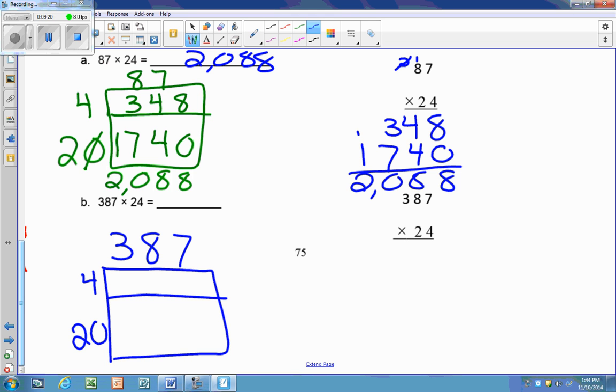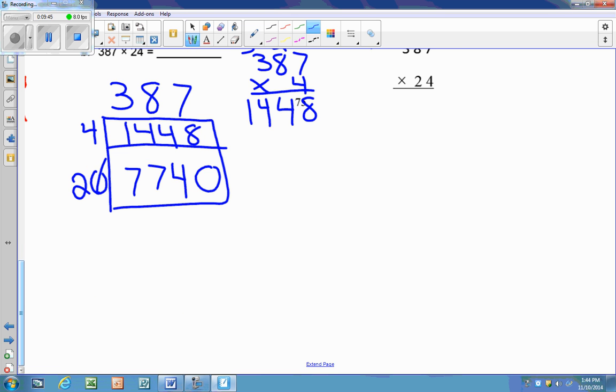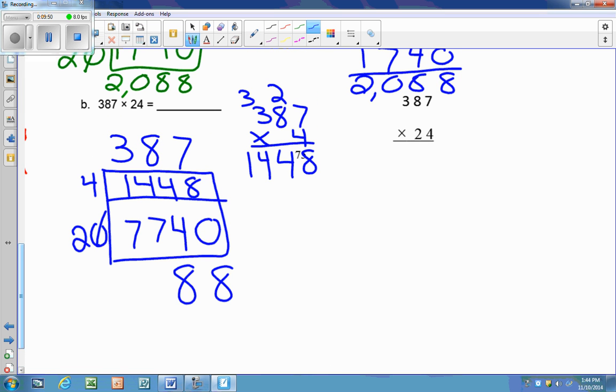387 times 4. If you're someone who has a tough time doing that in your head, you can go over to the side and do this. And then once I get my answer, I can put it in. And I ignore my 0, so I have to put it back in. So 387 times 2. And now I'm going to add them up. And when I add them up, I get 9,188. Now I'm going to go over and do my standard algorithm.